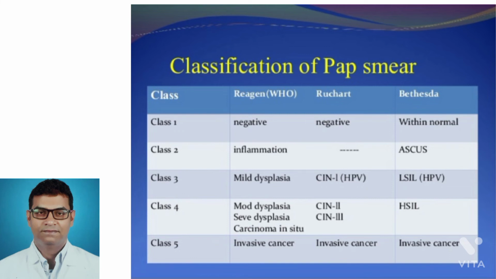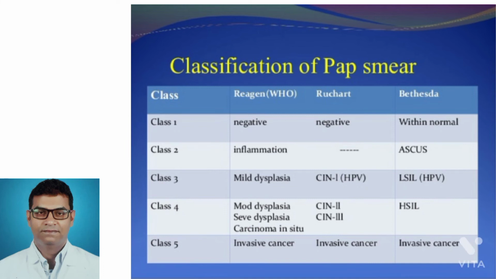Class 1 is negative for WHO and Richart, and for Bethesda it is within normal limits. Class 2 is inflammation as per WHO, and as per the Bethesda system it is undetermined significance. Class 3 is mild dysplasia as per WHO, cervical intraepithelial neoplasia 1 because of human papilloma virus as per Richart, and as per the Bethesda system it is low-grade squamous intraepithelial lesion, LSIL.